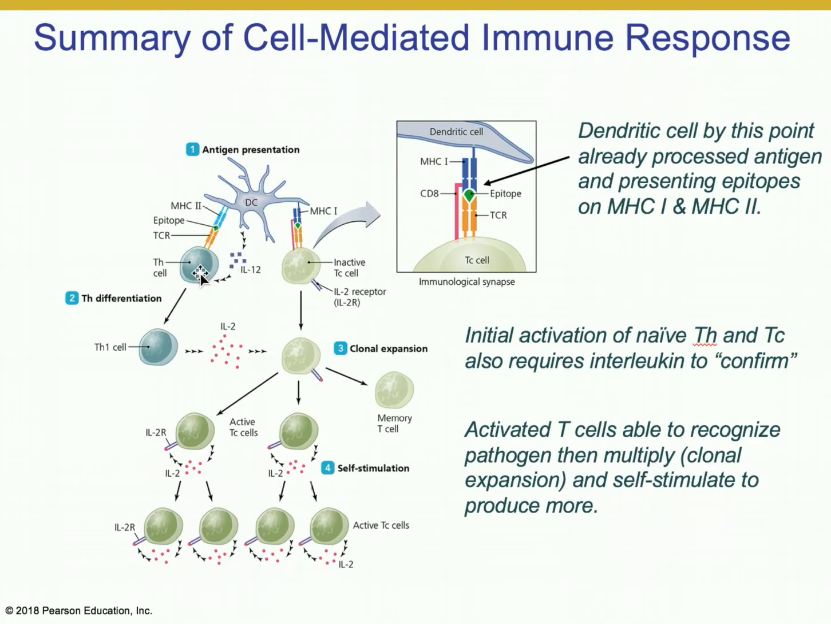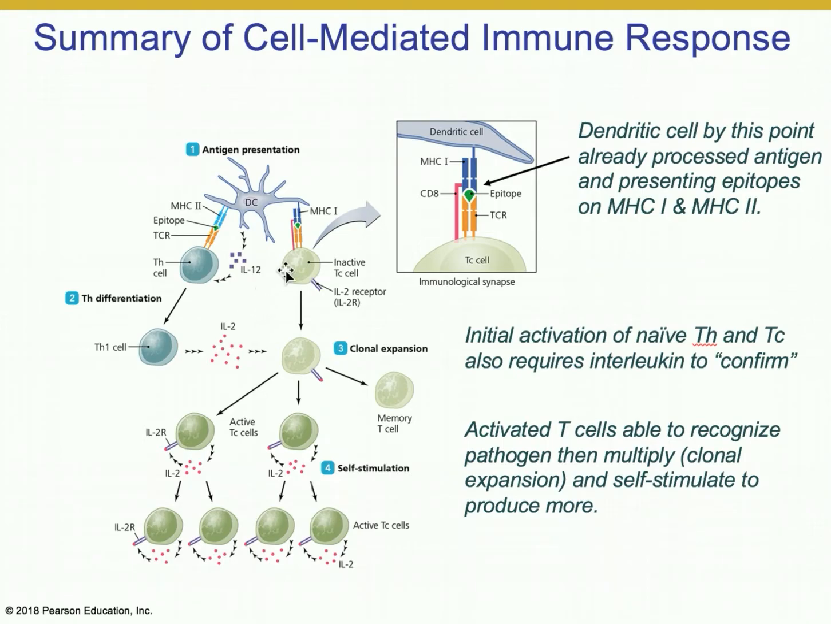So in this case, a T helper cell is able to interact with this MHC2, and there's cytokines secreted by the dendritic cell, interleukins, which then stimulate differentiation of that T cell into a T helper cell 1. These also secrete interleukins, IL-2, this was IL-12 here. You don't need to remember the different types of ILs, just that they are involved in communication and activation of lymphocytes.